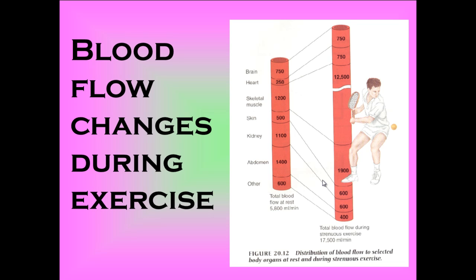The amount of blood to the kidney reduces, and so the process of producing urine slows. The same goes for the abdomen, to do with digestion and excretion, which slows down during exercise because it's all being redirected to the muscles. To the other areas of the body you have a reduction again, because that blood is being redirected to the skeletal muscles, the skin and the heart, which require more oxygen and glucose to respire.